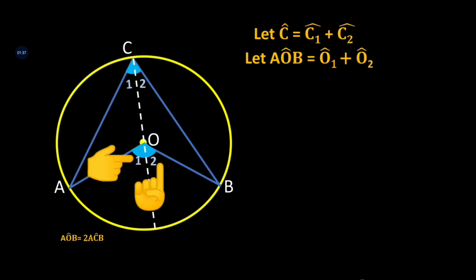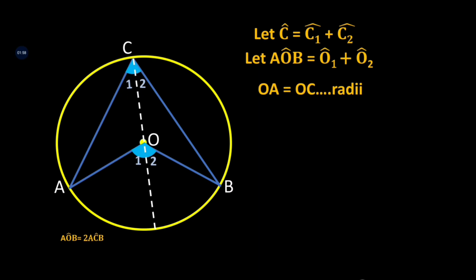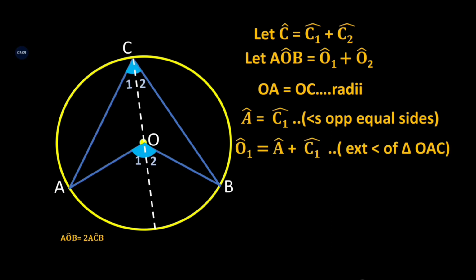And basically with this theorem, you're trying to form two triangles and then use the idea that because these triangles are being constructed using a center, they're going to have equal sides, isosceles triangles, because there are two equal sides, and that's how you construct your proof. So OA equals OC because they are radii. Angle A is now equal to angle C. These are angles opposite equal sides. Then angle O1, the exterior angle of triangle OAC, is now equal to A plus C.